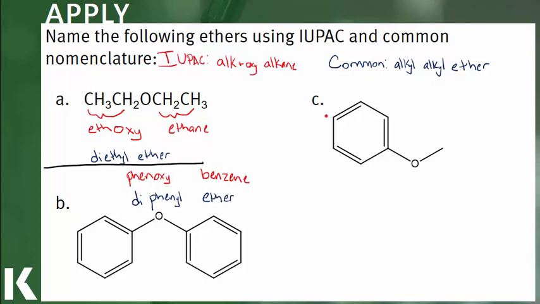Lastly, in C, we have an aryl on the left and an alkyl on the right. The aryl is the longer chain, so it will be the suffix using IUPAC nomenclature. Therefore, the suffix is benzene. The shorter methyl group becomes the prefix, so this molecule is methoxybenzene. The common name would either be phenyl methyl ether or methylphenyl ether. Since M comes before P, this would be a methylphenyl ether.